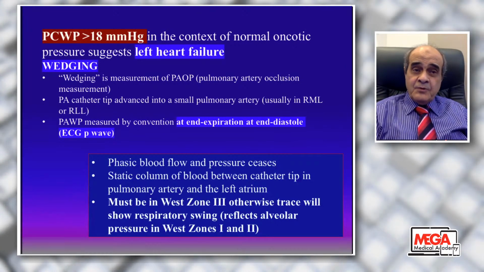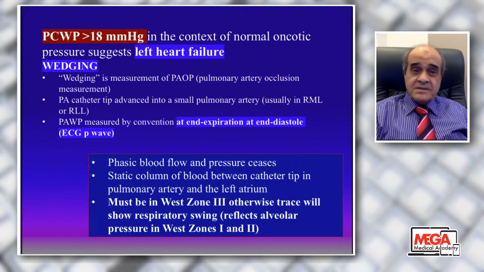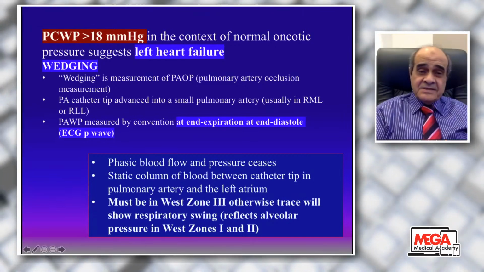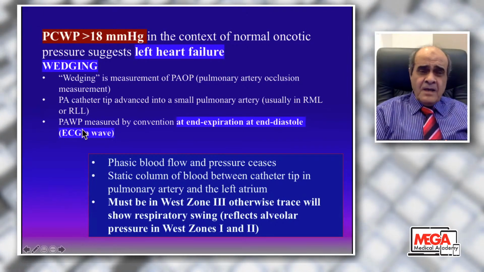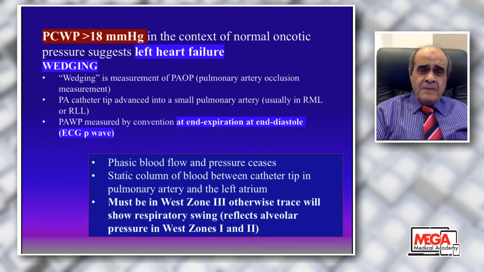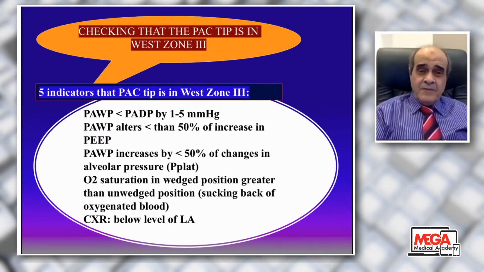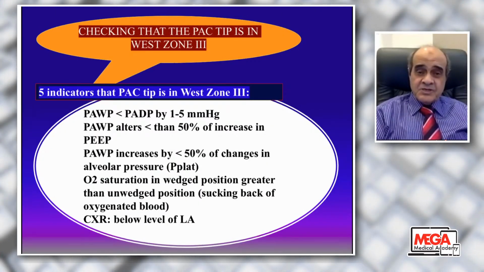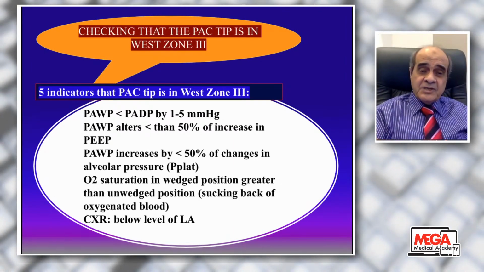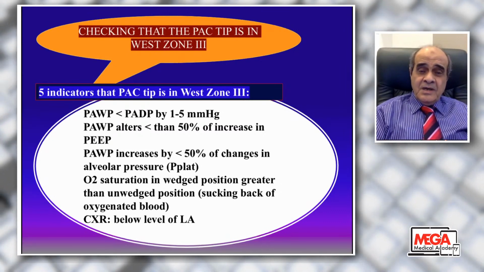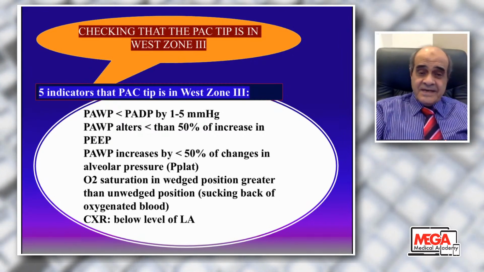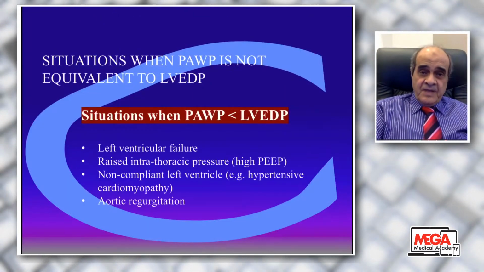If you find the wedging pressure more than 18, suspect left heart failure. Also about wedging, the last point, be sure the wedging is in zone 3, and this can be in summary. You can be sure you are in the correct position if the PEEP and the airway pressure are not affecting your wedging pressure too much, and also oxygenation in the wedging position is greater than in the non-wedging position.